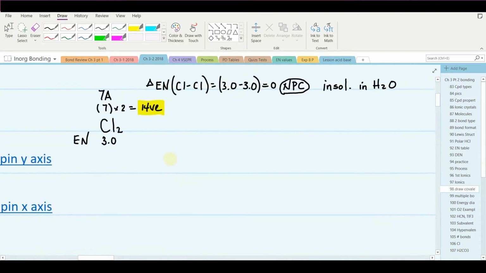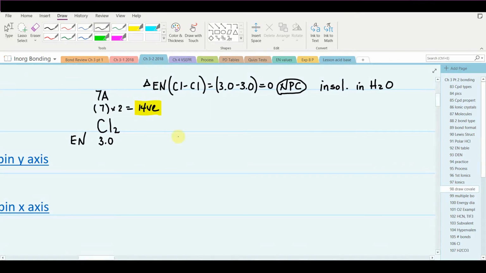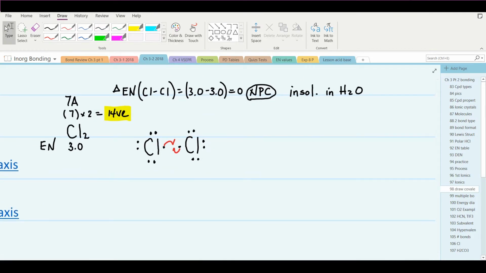Let's draw the structure. We'll start with the Lewis symbols of the atoms. Group 7A elements have 7 valence electrons. This is a covalent bond, which means electrons are shared. I'll just draw them coming to the middle. This occurs when the 2 chlorine atoms move together and overlap their valence shells and electrons are shared. The structure we draw would look like this. This is the line bond structure or Lewis structure of a chlorine molecule, Cl2.